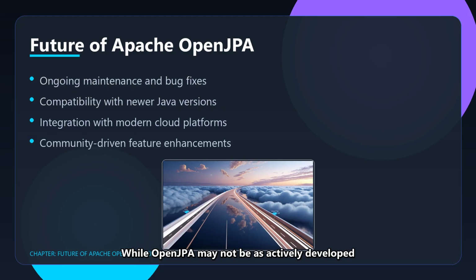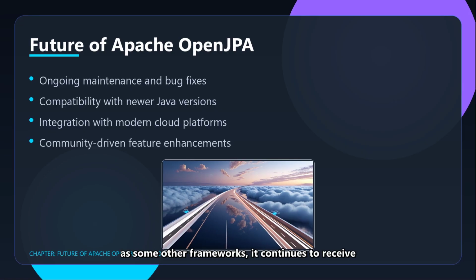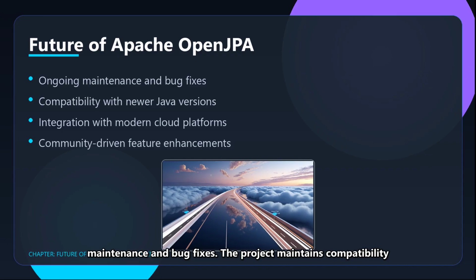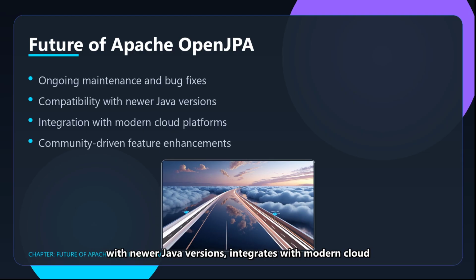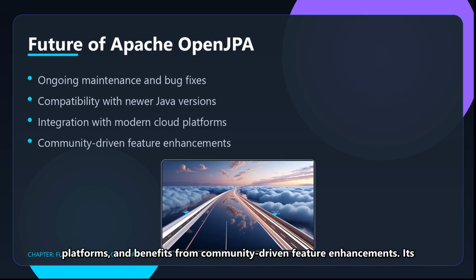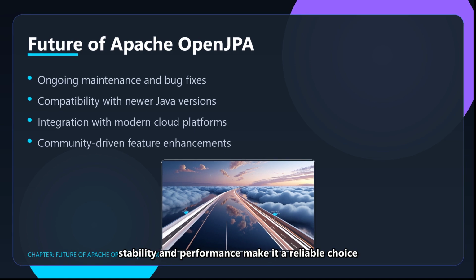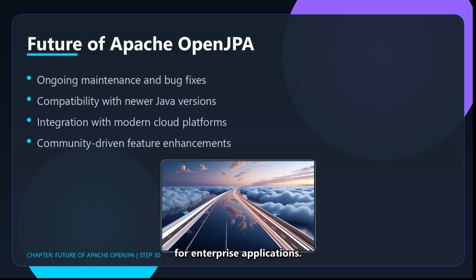While OpenJPA may not be as actively developed as some other frameworks, it continues to receive maintenance and bug fixes. The project maintains compatibility with newer Java versions, integrates with modern cloud platforms, and benefits from community-driven feature enhancements. Its stability and performance make it a reliable choice for enterprise applications.